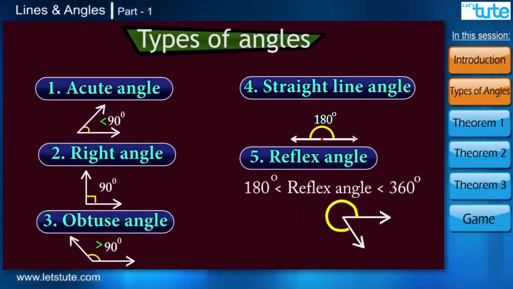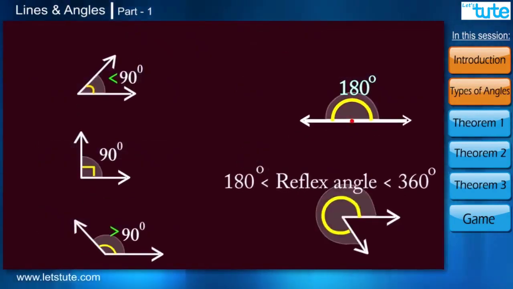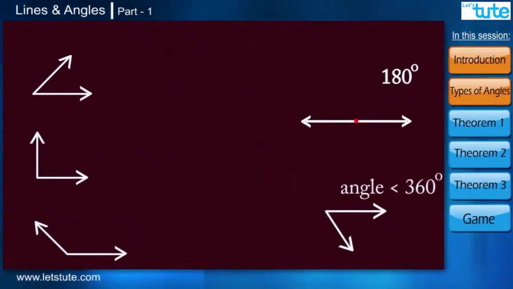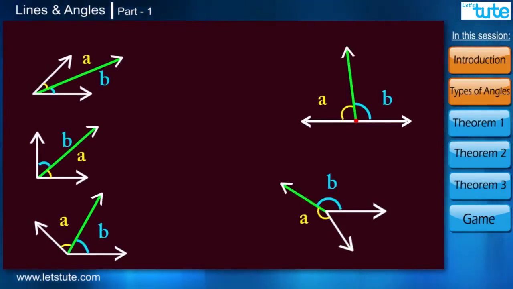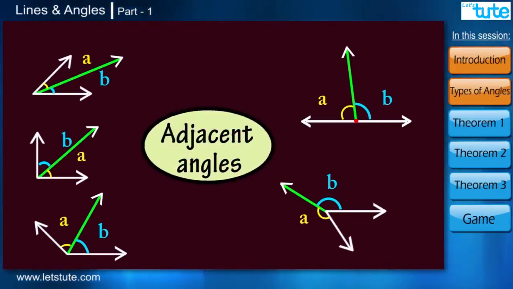So, till now, we were talking about only one angle, but when I draw one ray somewhere between the angle, now we have two angles which have one ray in common, right? And such kind of angles are called adjacent angles.